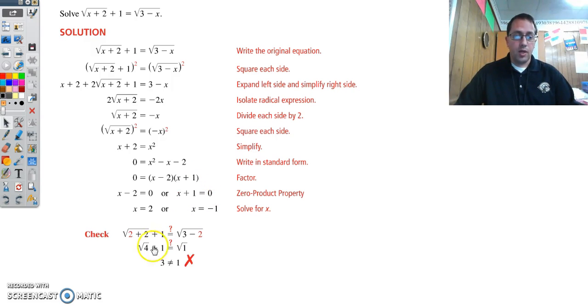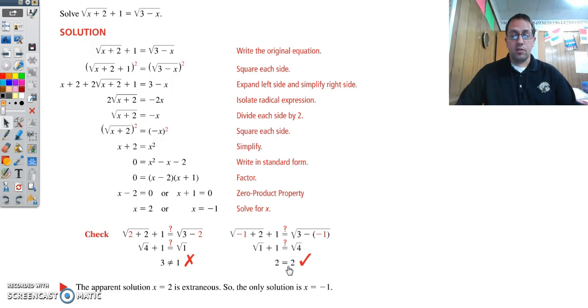So let's take a look. Plug in the 2, and we end up with 3 equals 1, and it doesn't work. So that's no good. The 2 is no good. Let's plug in the -1. Maybe that'll work. Plug in -1, and we end up with 2 equals 2. So -1 works. 2 doesn't, the -1 does. So our answer is just x equals -1, the only solution we have. And the 2 is extraneous.